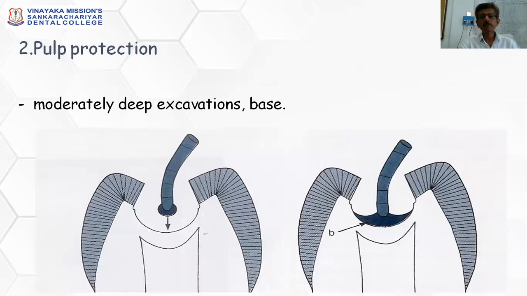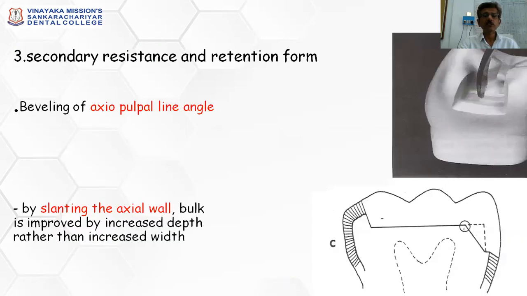Pulp protection, especially in moderately deep excavations. Secondly, resistance and retention form: beveling or rounding of the axiopulpal line angle by slanting the axial wall. You make it slanting. Rather than using the word beveling, you can just say a little bit of rounding. By slanting of the axial wall, bulk is improved by increased depth rather than increased width.